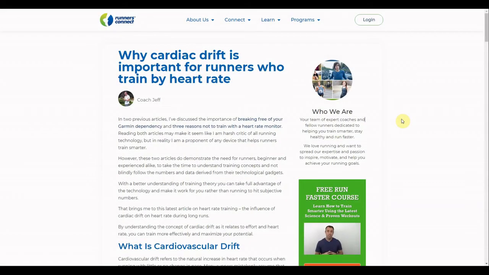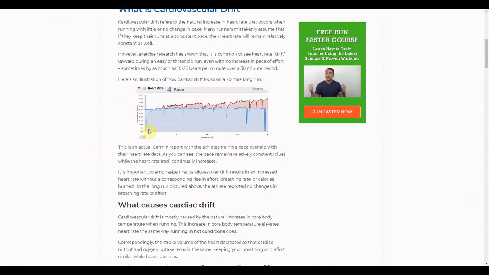So let's start by trying to understand what is cardiac drift. Going to Runners Connect, you can see it is a nice chart. So the cardiac drift is that for a given effort level or pace for a runner, so that's the blue line, your heart rate, so that's the red line, slowly but surely increases over time. Or said in another way, cardiac drift is for a given heart rate, your pace will slowly decrease.